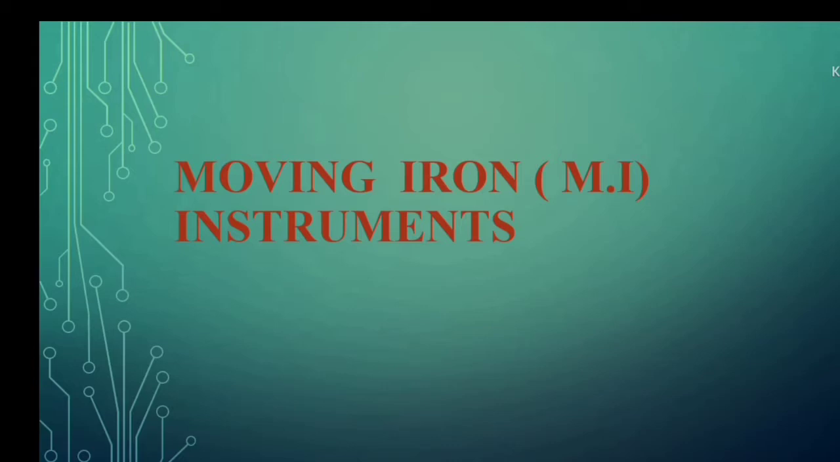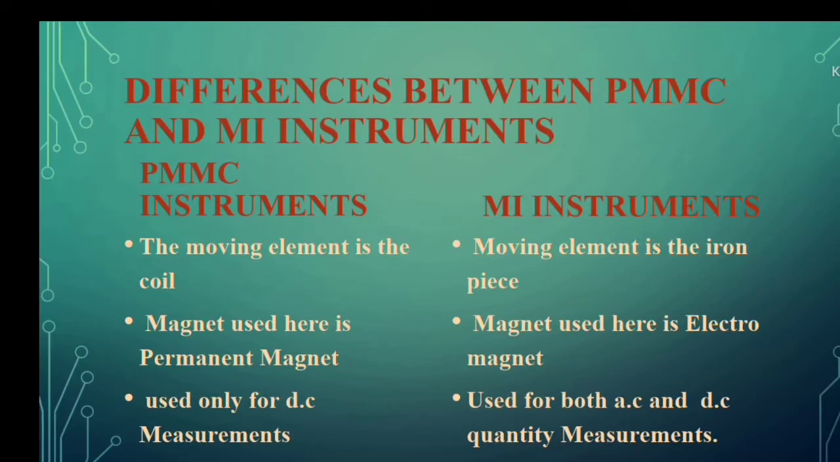In our video, we are going to discuss moving iron instruments, MI instruments. In our previous video, we discussed PMMC instruments. What's the difference between a PMMC instrument and an MI instrument? These two instruments are meant for measuring the values of currents and voltages. The basic similarity is that they are both meant for measuring current and voltage values.